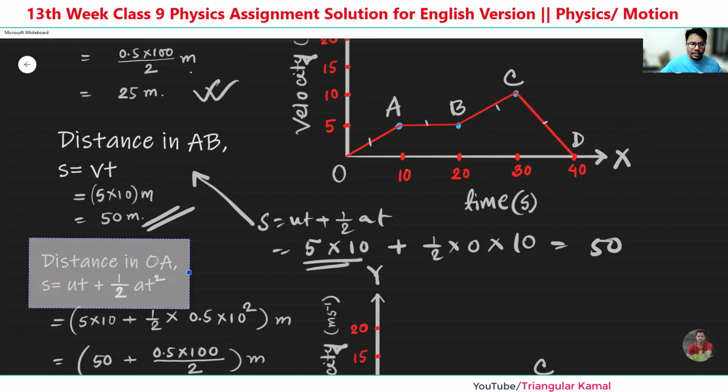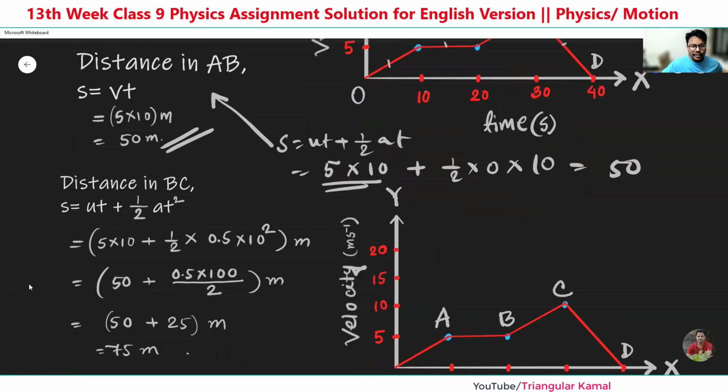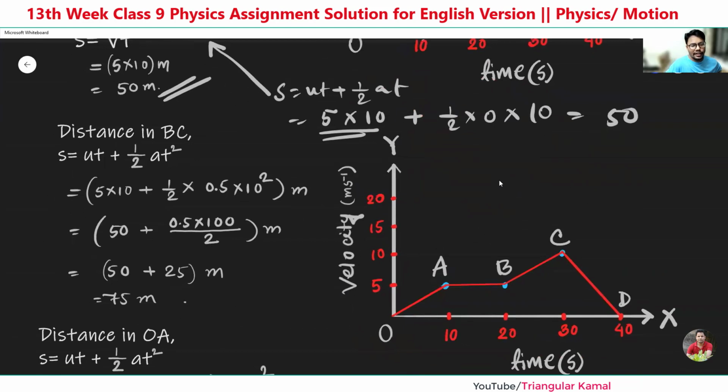Now the next distance is not actually AB, this one will be B to C, the distance BC. Okay, now again use the formula S equals ut plus half at square. Here u, the initial starting velocity, is 5, t, the change of time, is 10 seconds, and half at square. From the previous part, at BC the acceleration is 0.5 and the time is 10 square. After doing the calculation for B to C, you will get the total distance of 75 meters.